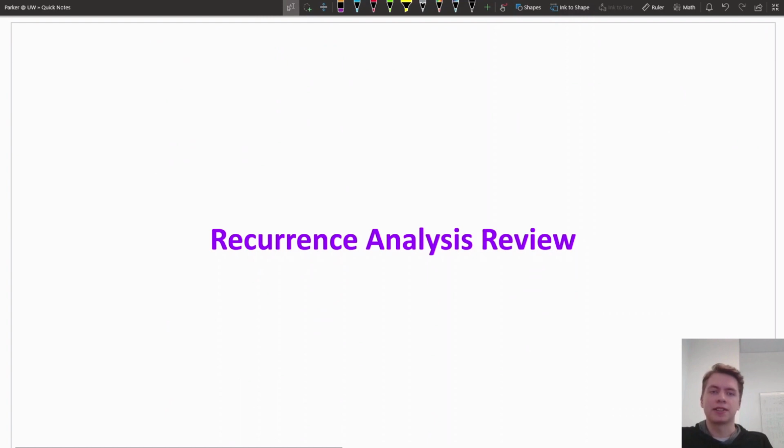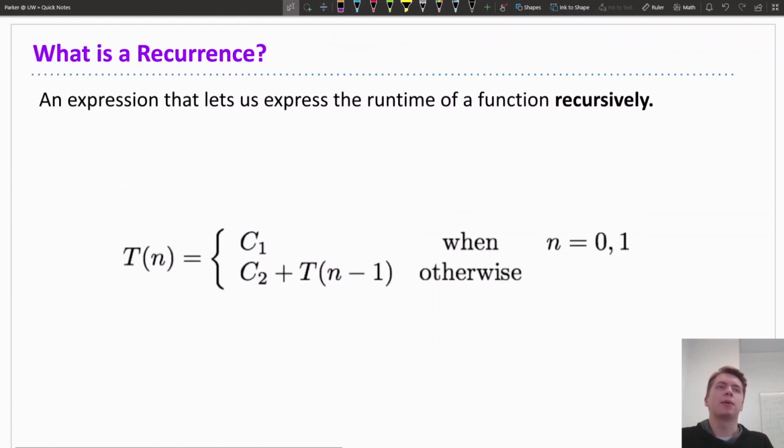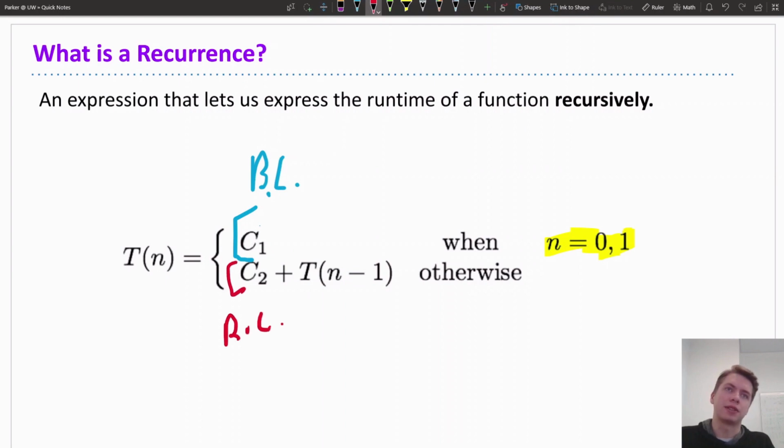Jumping into recurrence analysis review. Remember, a recurrence is an expression that lets us express the runtime of a recursive function. And the recurrence is split up into 2 cases. The first one is the base case, this top line, where we do a constant amount of work when n takes on certain values. In this case, 0 and 1 will trigger the base case for this recurrence.